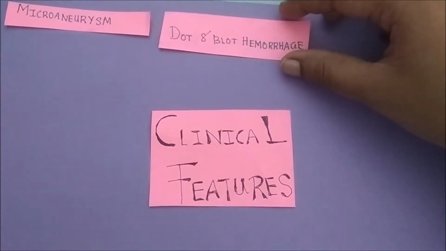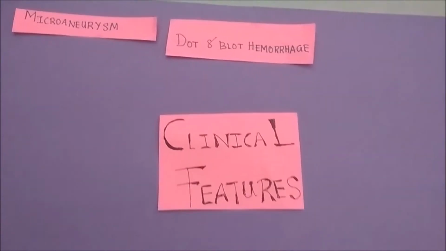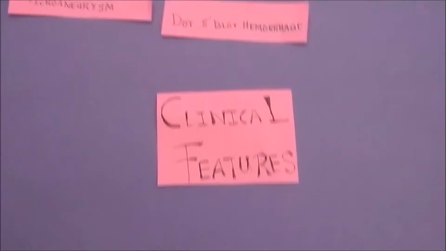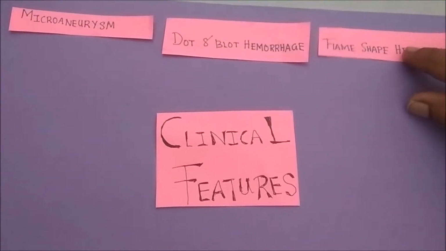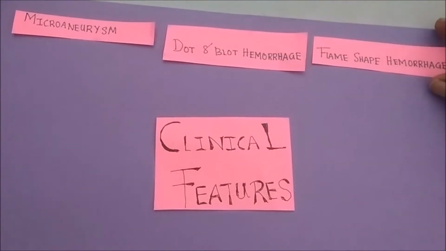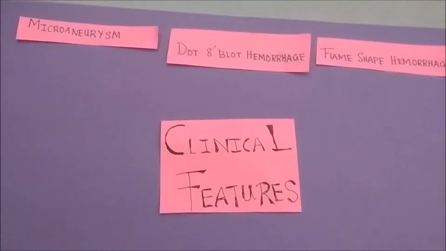Dot and blot hemorrhage is formed in the inner layers of the retina, but another type of hemorrhage formed in diabetic retinopathy is flame-shaped hemorrhage. Flame-shaped hemorrhage is in the superficial layer, which is the nerve fiber layer, so it will follow the shape of the nerve fibers and thus form a flame-shaped hemorrhage.